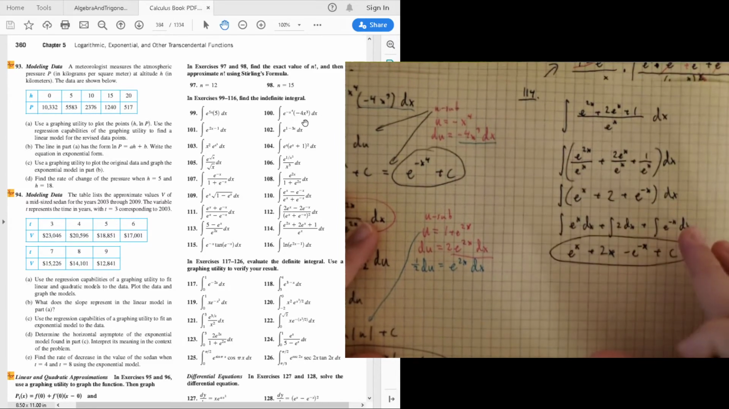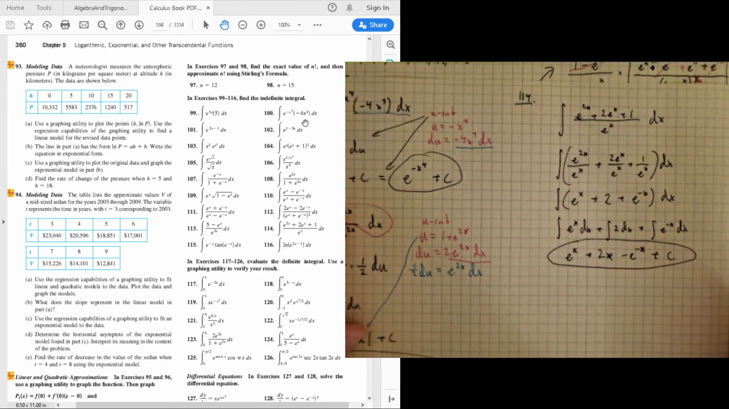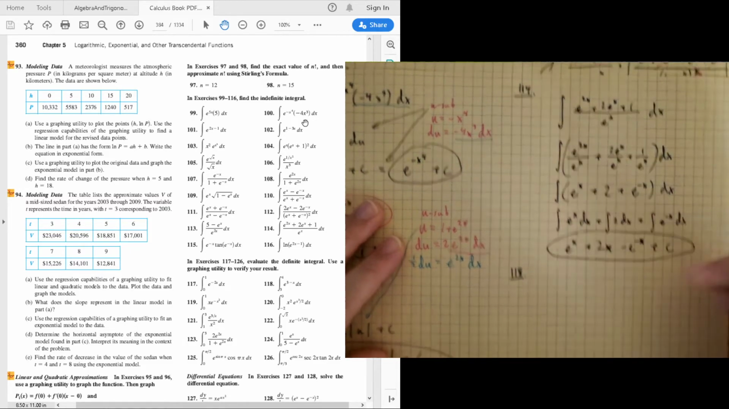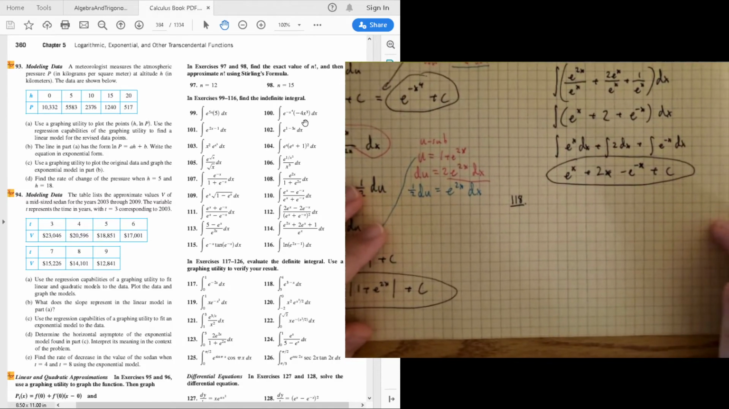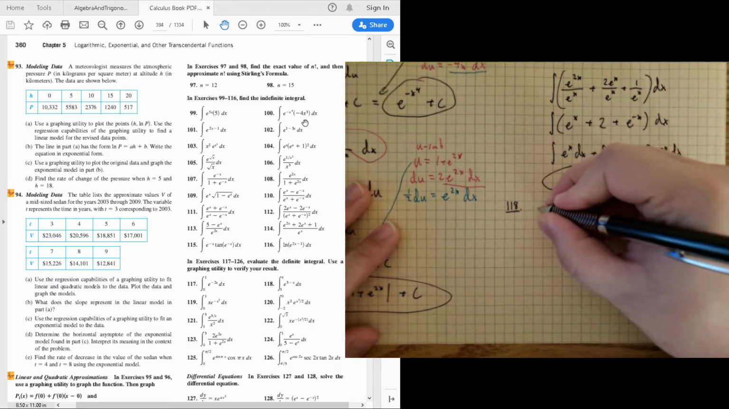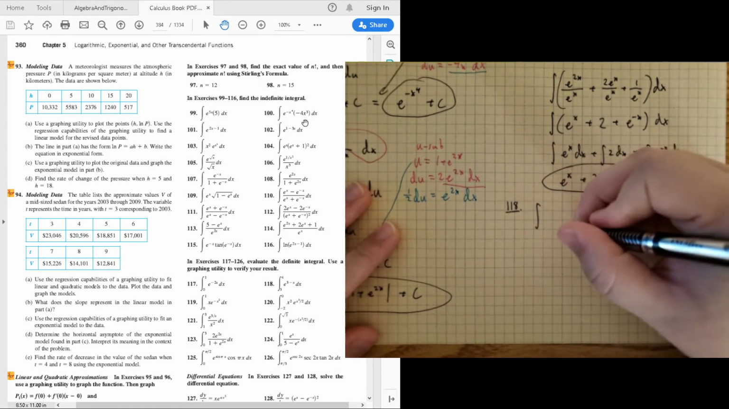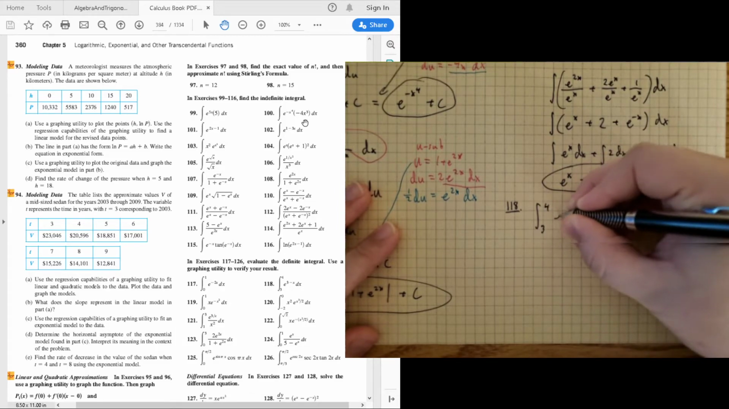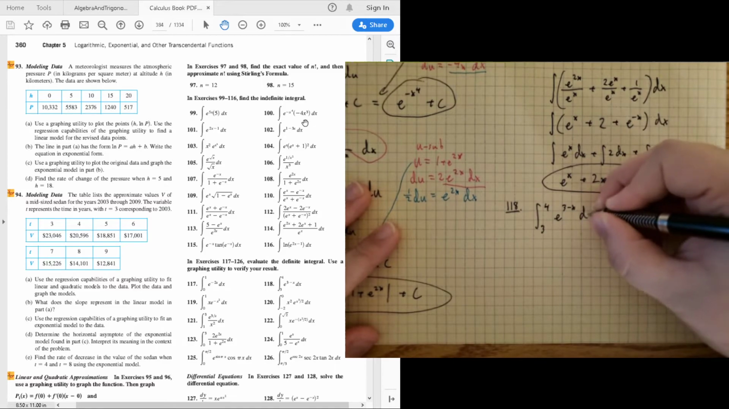Okay, we have 2 left, 118, excuse me, which I believe I can fit down below here, and then 120, which is the last one, and it's a fun one. Okay, 118. So these are the definite integrals. So let's take a look at it. We have the integral of 3 to 4 of e to the 3 minus x dx.